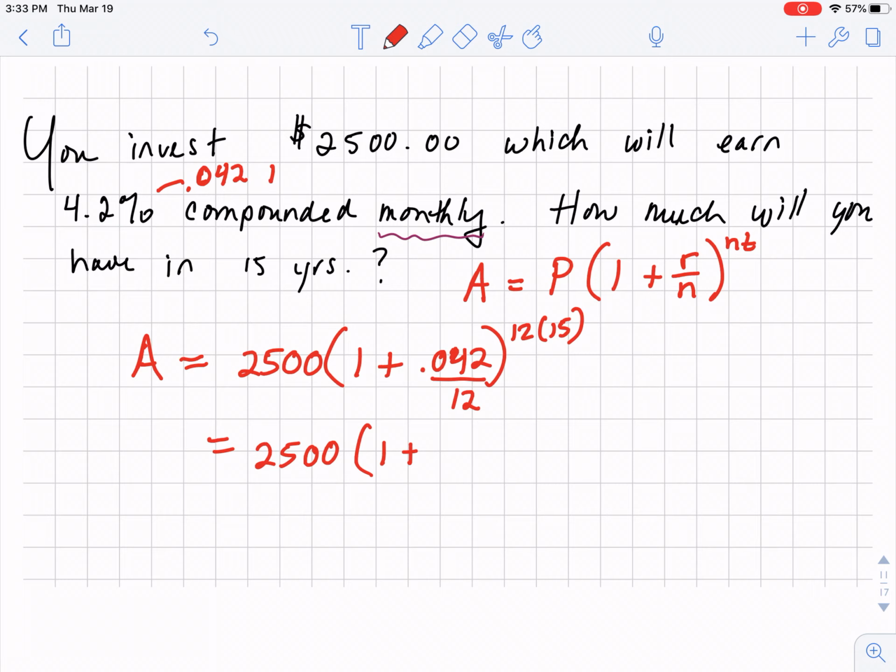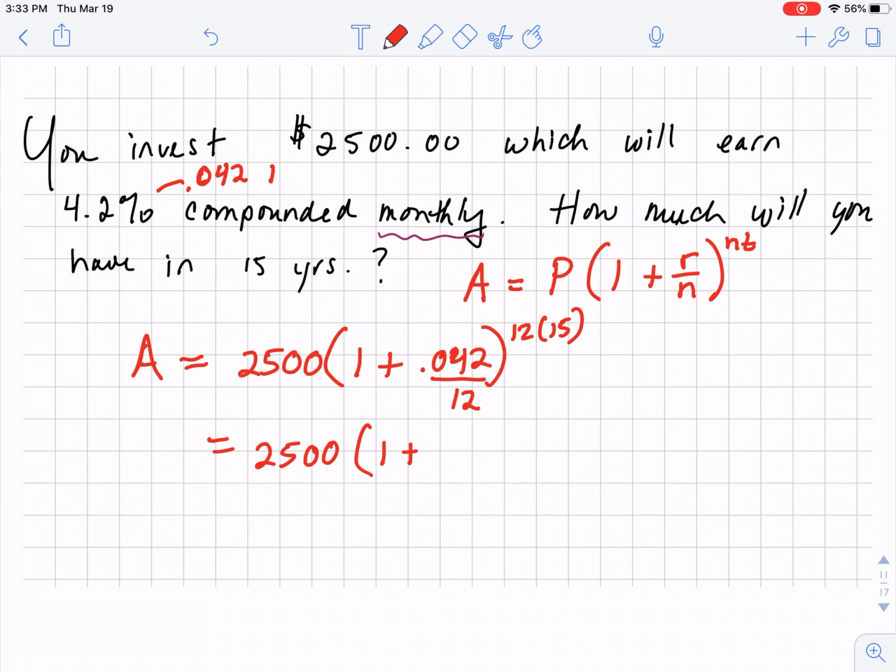So hold on a sec. I have not a great calculator here. So 12 times 15 is 180. So it's 0.042 divided by 12 plus 1 equals that. And it's to the 180th power. And I get this crazy decimal, and I leave it in my calculator. I don't round in there. Don't round until the very end.